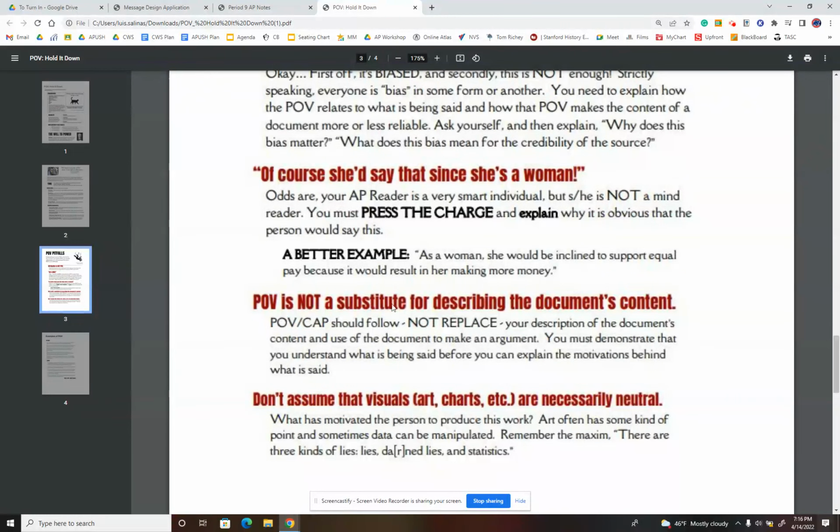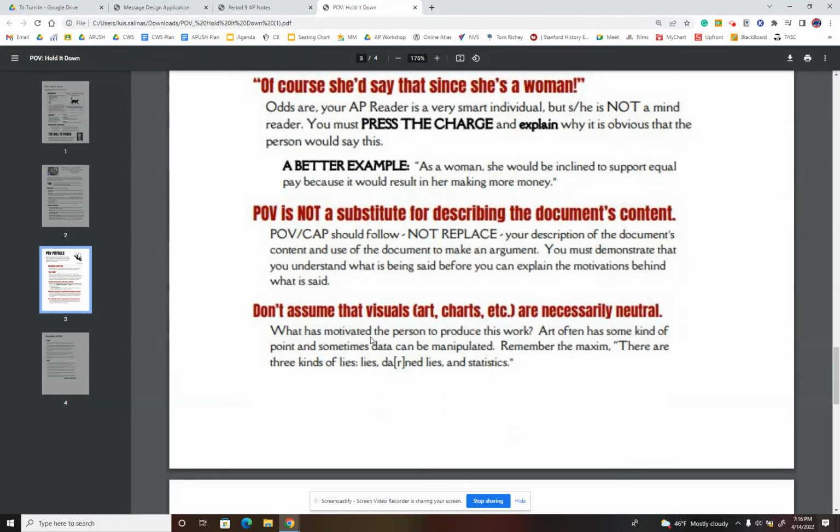That is more what we're talking about when we're talking about point of view. Also, point of view is not a substitute for describing. Now, this is important because one of the points in the rubric for the College Board exam, specifically for DBQ, is that they have to describe the document. Some students believe that once they've described it, they try to double dip and think that they've also given the point of view, and that's just not the case. So I do emphasize that as well.